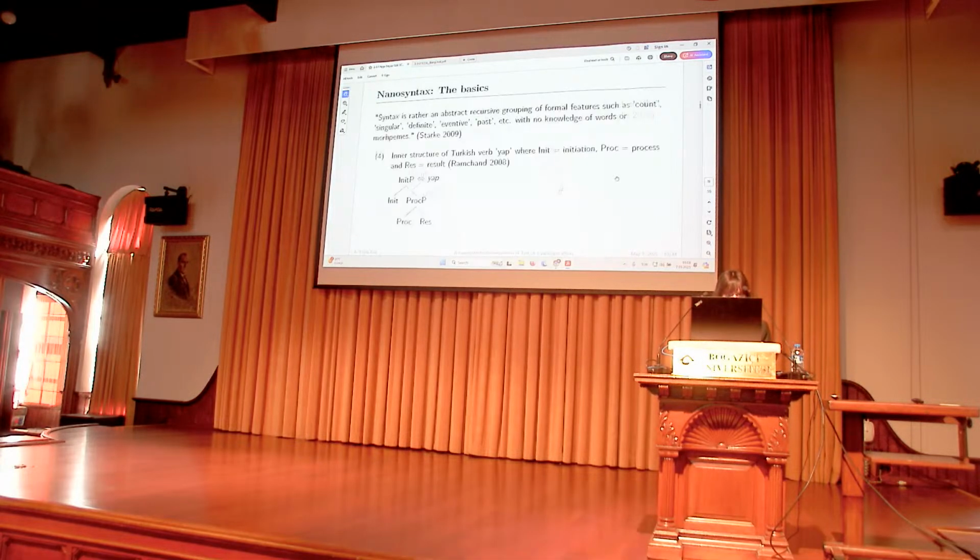So, take, for example, this very simplified tree of Turkish verb yap. It consists of three features. At the very bottom is res, which is short for result. It represents a result state in words. And at the top of that is proc. It's short for process, which represents change through time. And at the very top is init, which is short for initiation, and it represents an initiational state that leads to the process.